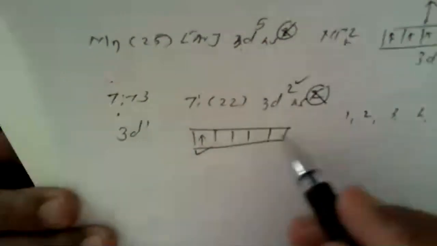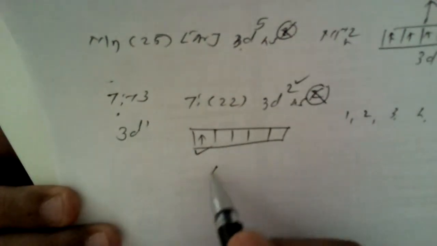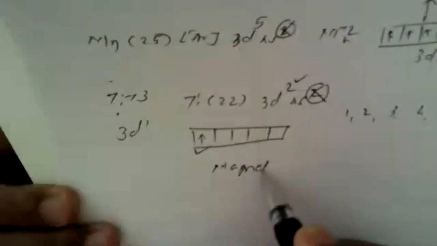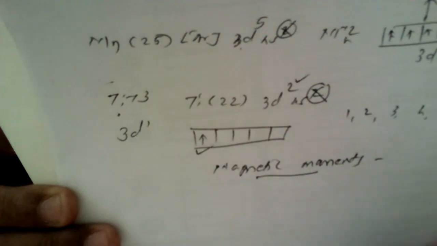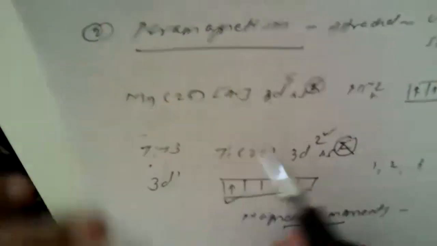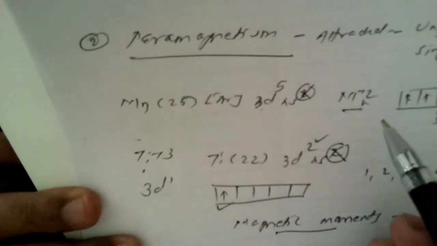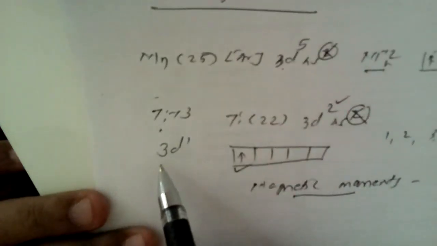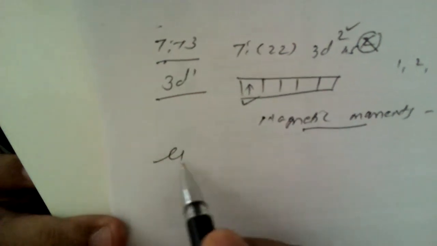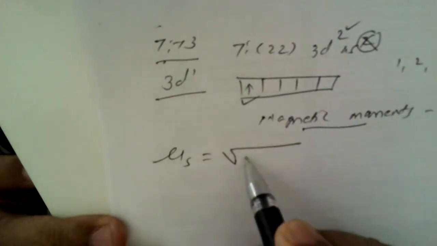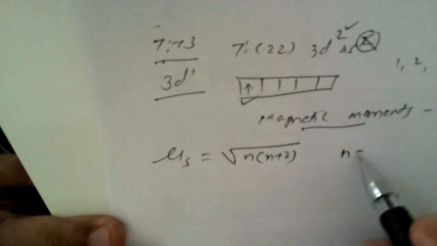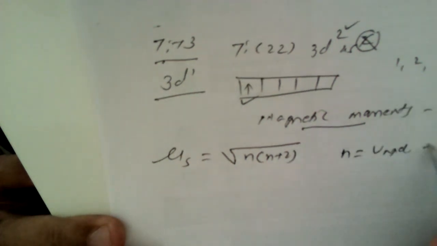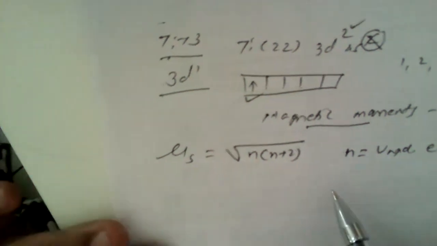Now, how to calculate the magnetic moments of these elements? For example, how to calculate the magnetic moment of Mn+2, or how to calculate the magnetic moment of Ti+3? For this, one formula is there: μs is equal to the square root of n(n+2), where n is nothing but the number of unpaired electrons present.